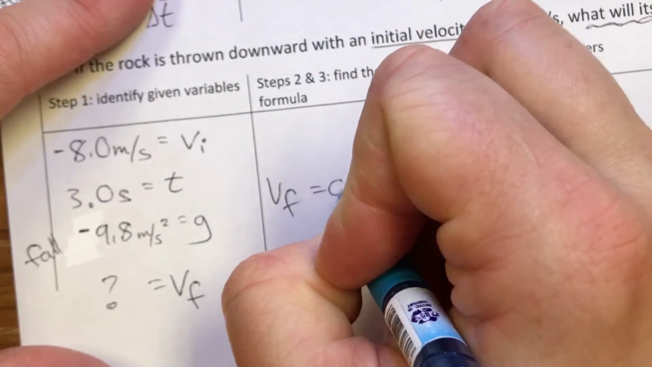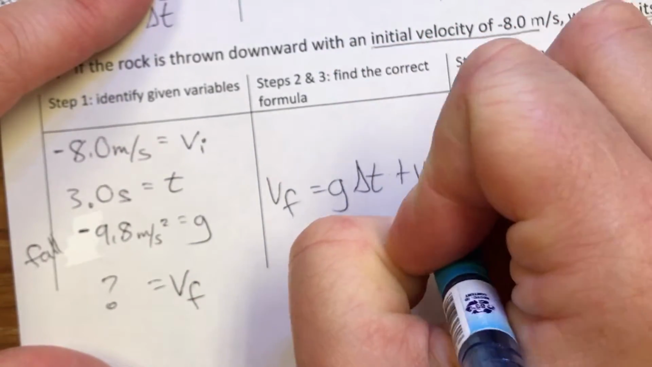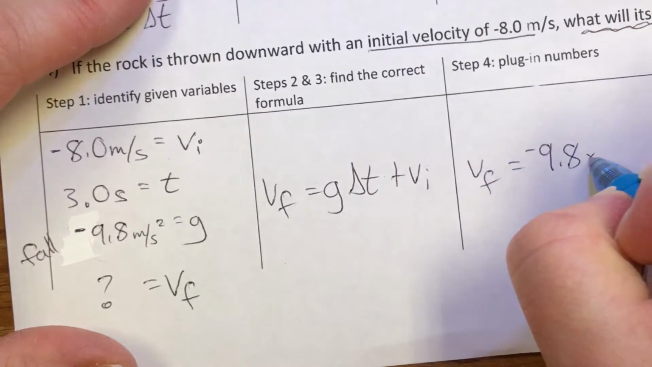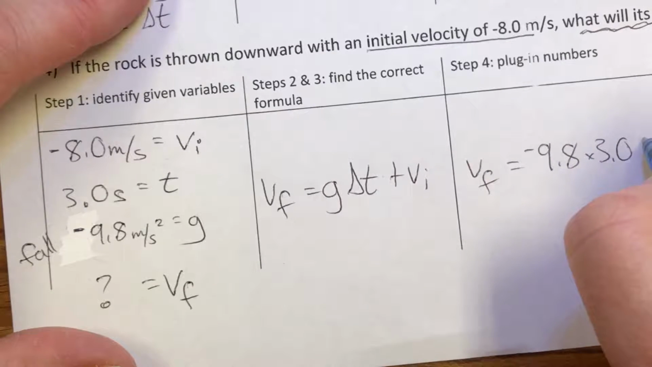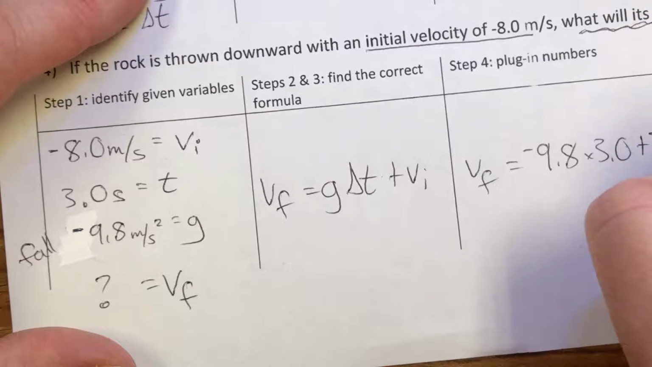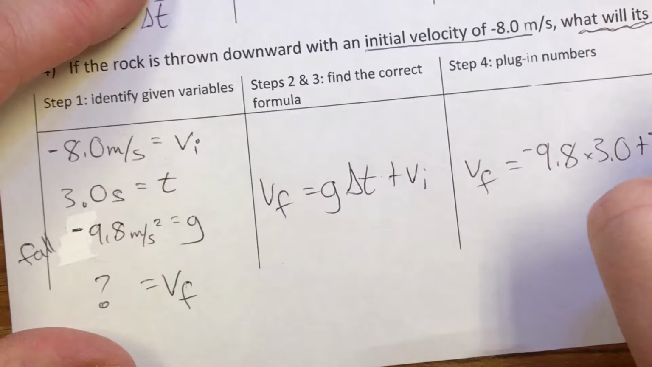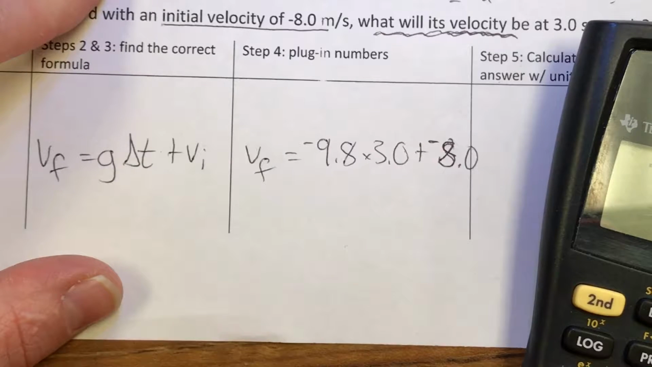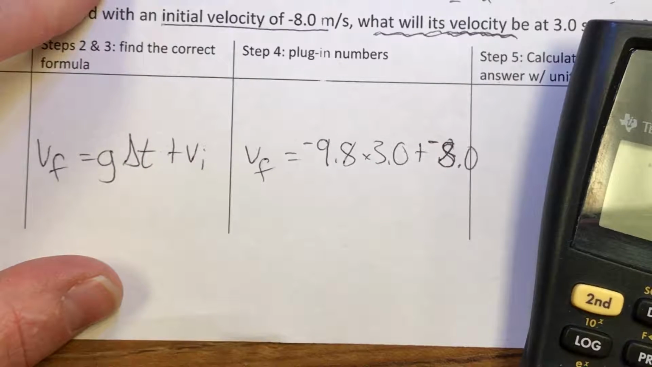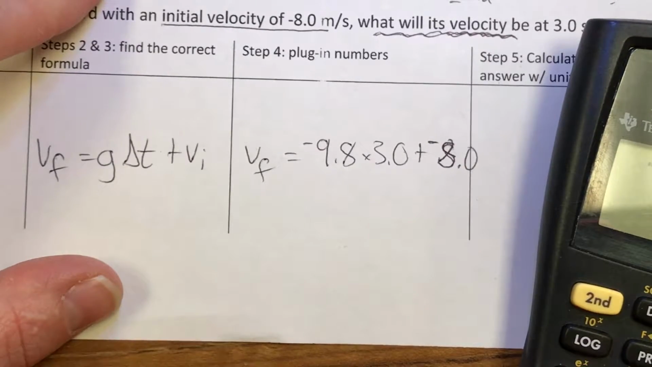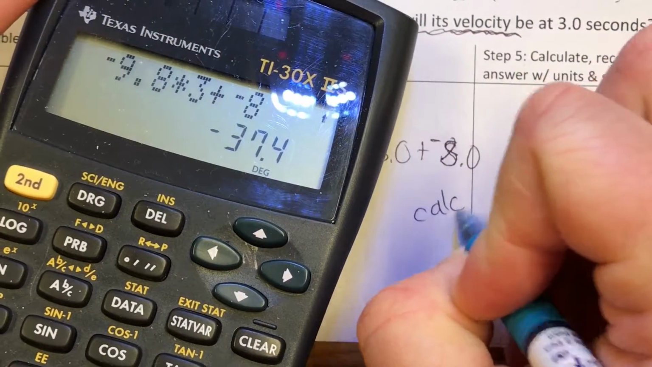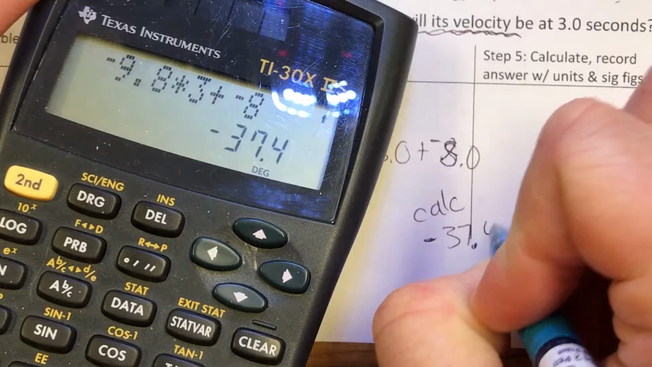So final velocity is the gravity multiplied by the change in time plus the initial velocity. Plug in our values. Final velocity is negative 9.8 multiplied by 3.0 seconds plus a negative 8.0 meters per second. Plug that in. Don't forget your negative. So negative 9.8 multiplied by 3.0 plus negative 8.0 gives us, calculator says, negative 37.4.